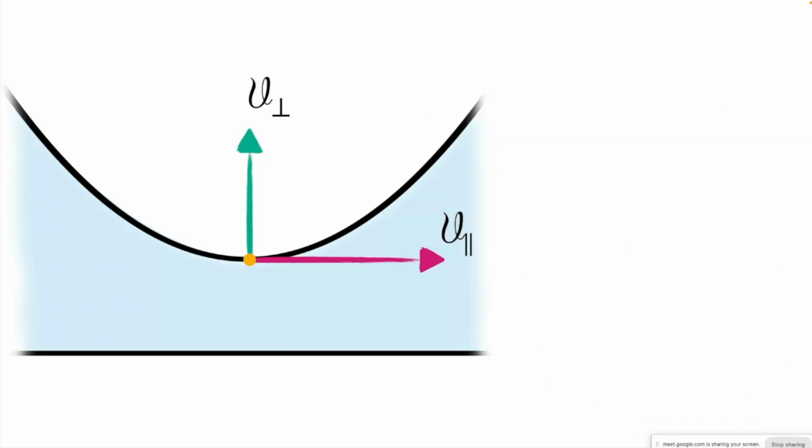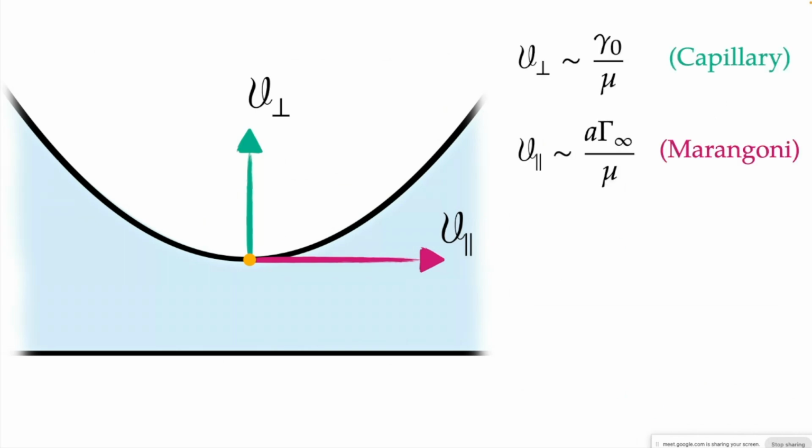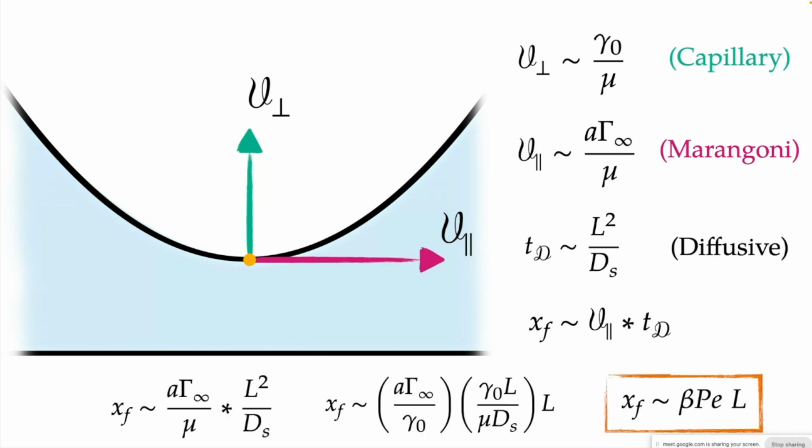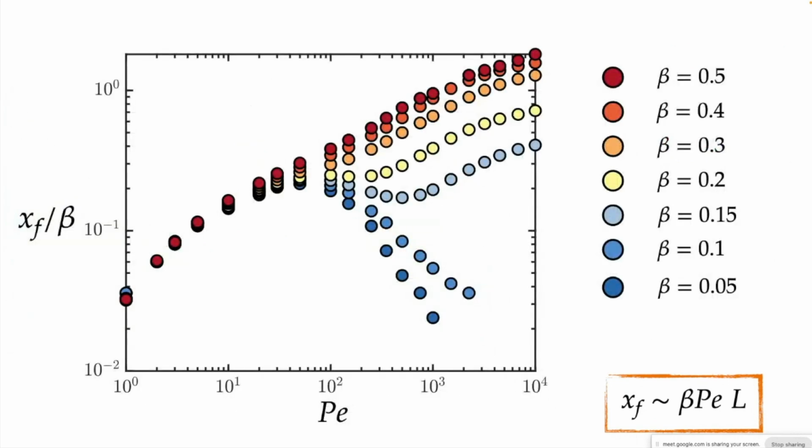So what we do is we have a simple scaling analysis. We have velocity scales, which is capillary on the vertical and Marangoni on the left. And we have a diffusive time. We calculate XF, which is basically your Marangoni velocity times the diffusive time, and we get XF as beta times Becquerel. So now when we compensate this with beta, it collapses quite well. And also, if I plot this Becquerel line, it also follows it quite well.